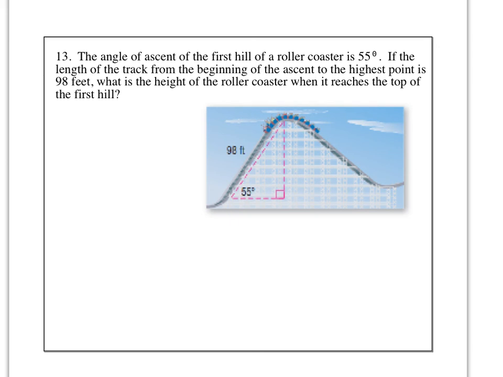The angle of ascent of the first hill of a roller coaster is 55 degrees. That means this angle right here is 55. If the length of the track from the beginning of the ascent to the highest point is 98 feet, so this side right here is 98 feet, what is the height of the roller coaster when it reaches the top of the first hill? Basically, we want to know this. I'll put an X there. Okay, so use your trig. Go ahead and pause the video and try to set this one up. See if you can do it.